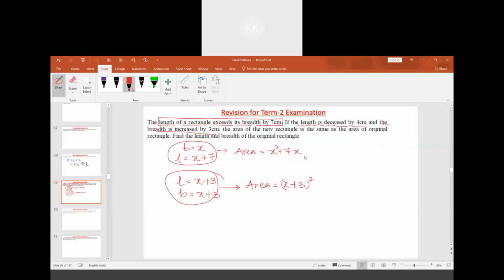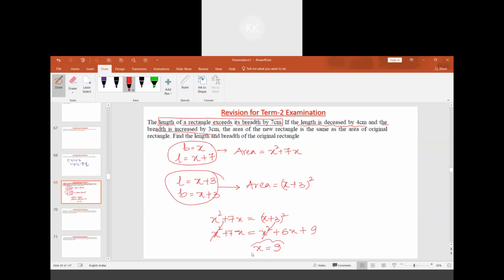Now these two should be equated. X square plus 7x should be equated to x plus 3 whole square. We can expand it. X square plus 7x is equal to x square plus 6x plus 9. X square cancels, sir. So 7x equals 6x plus 9, so x will be equal to 9.